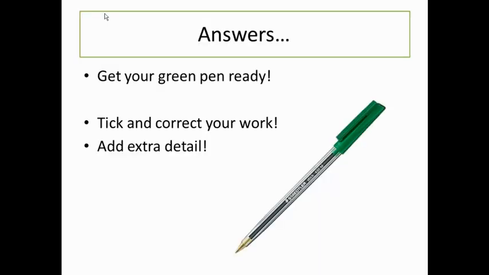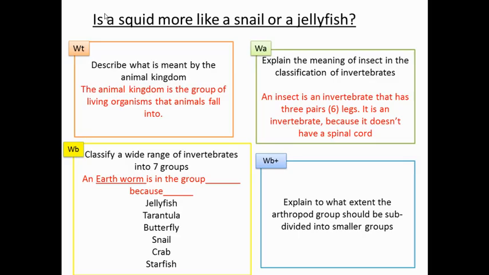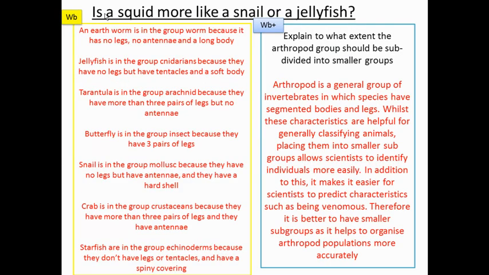Make sure you add in any extra detail that you may have missed, okay? So the animal kingdom is the group of living organisms that animals fall into, okay? So the description can be that broad. So for working at, an insect is an invertebrate that has 3 pairs or 6 legs. It's an invertebrate because it doesn't have a spinal cord, okay? So that's why an insect comes under the classification of invertebrates. So it doesn't have a spinal cord and it's got 3 pairs of legs, that's why it's an insect.